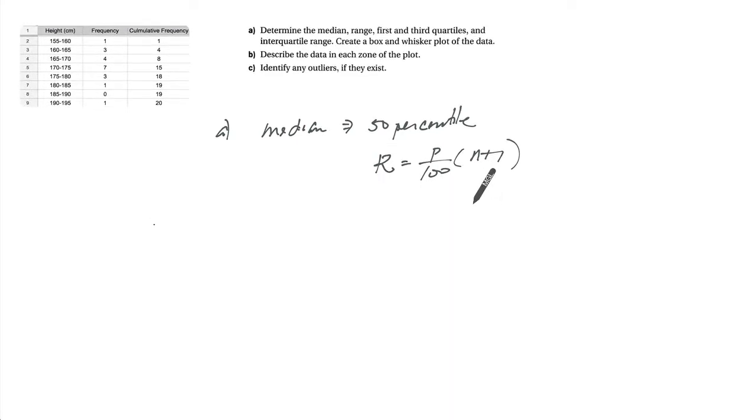Okay, so we want the 50th percentile. How many numbers do we have? N is referring to the sum of all of these values, which is stated by the cumulative frequency. That tells you there's exactly 20 numbers here. So this is 20 plus 1. So that's half of 21, which is going to be 10.5, which means the 10th number is the 50th percentile.